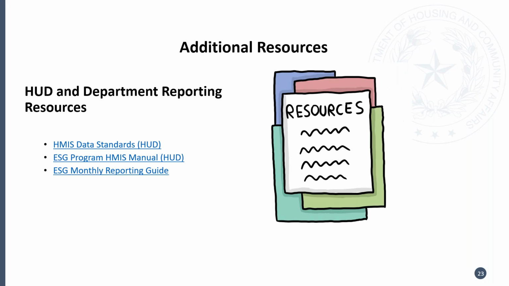So there are several useful resources for when you're collecting and reporting data. At the federal level, HUD has issued guidance on HMIS and data in the HMIS data standards and in the ESG program HMIS manual. Resources from the department can be found on the ESG guidance webpage that was linked earlier, and the monthly reporting guide and sample monthly report as well. As a reminder, the monthly reporting guide goes over HCS access, report submission, and the specifics of what is needed in the reports, including what exactly is to be reported for each of the data fields in the NPR.